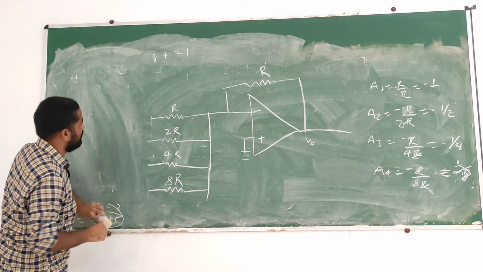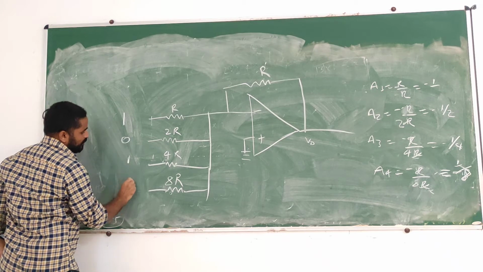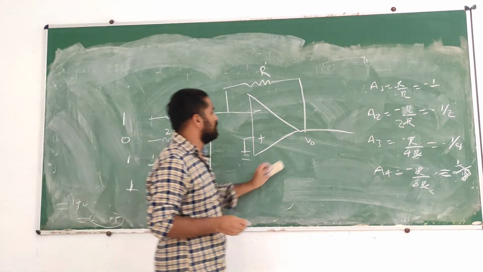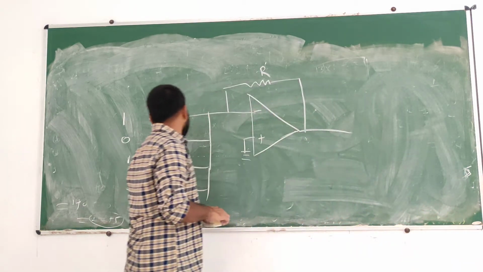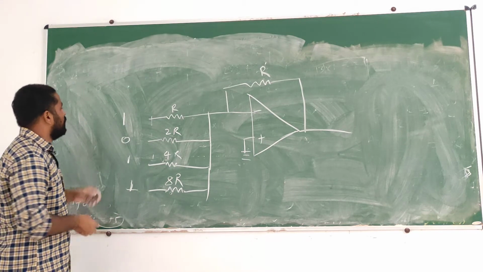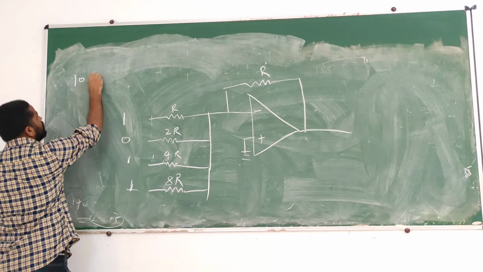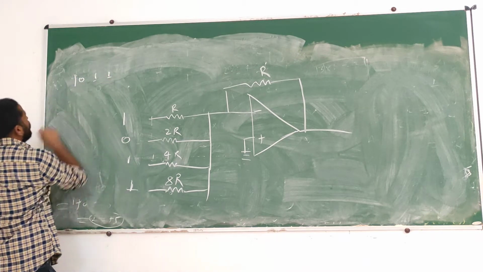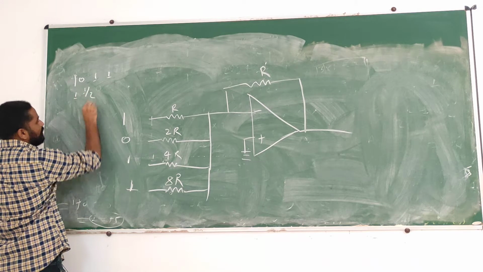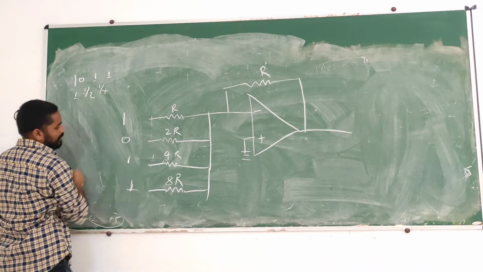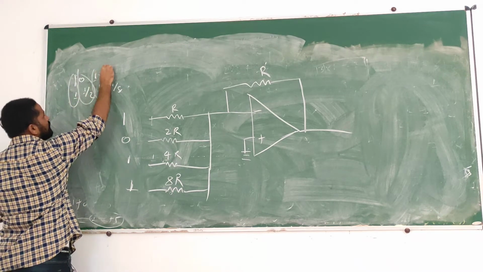Now we have applied a different value. If we apply 1011, this is your digital value. Now what will be our output voltage? We know the gain corresponding to this one is 1, the gain over here is half, the gain for this one is 1 by 4 and the gain for this one is 1 by 8. Now multiply the corresponding value, you will get the answer.